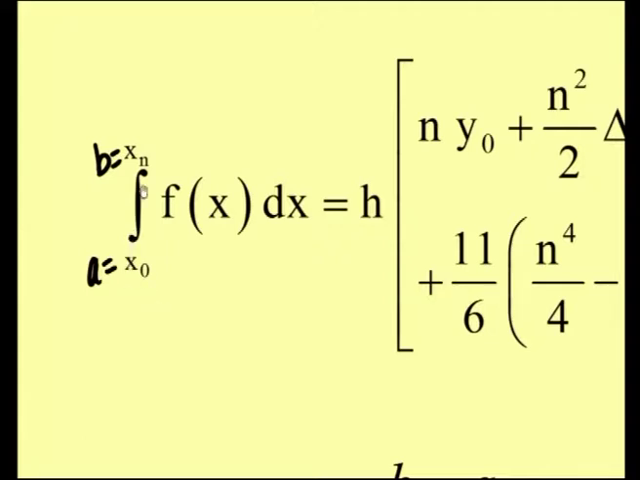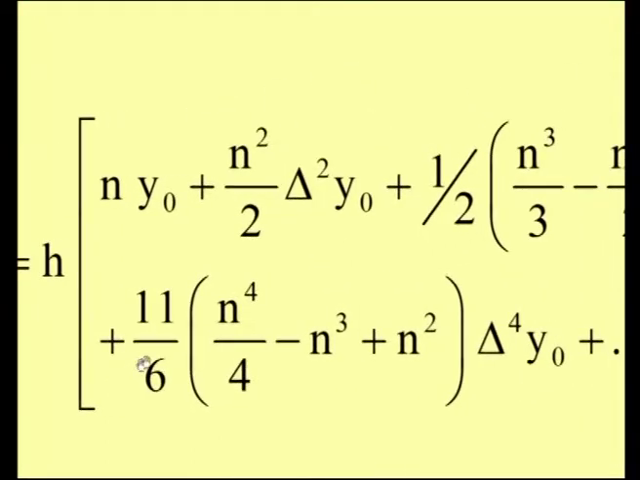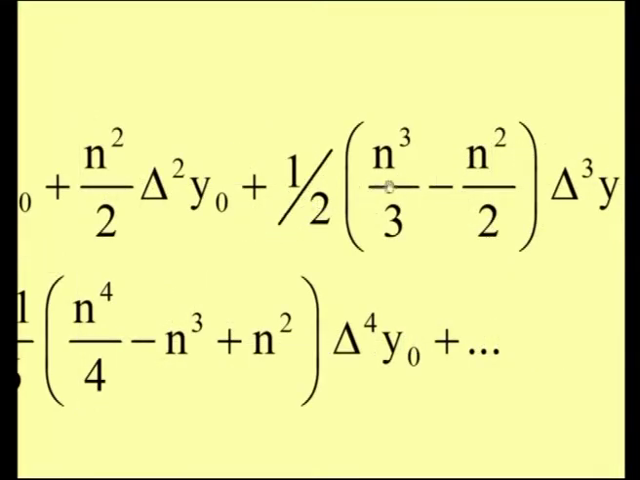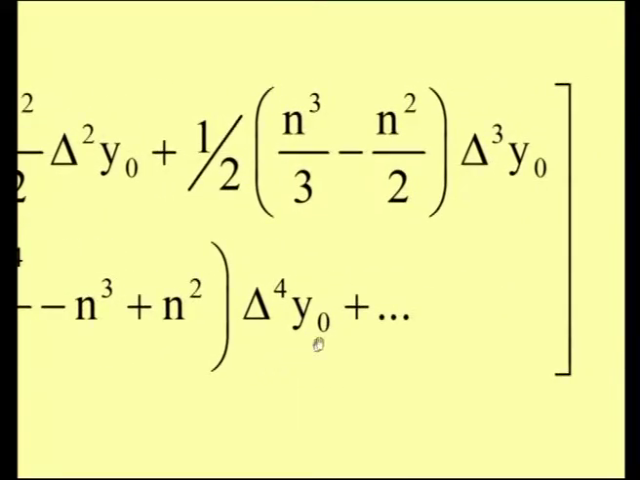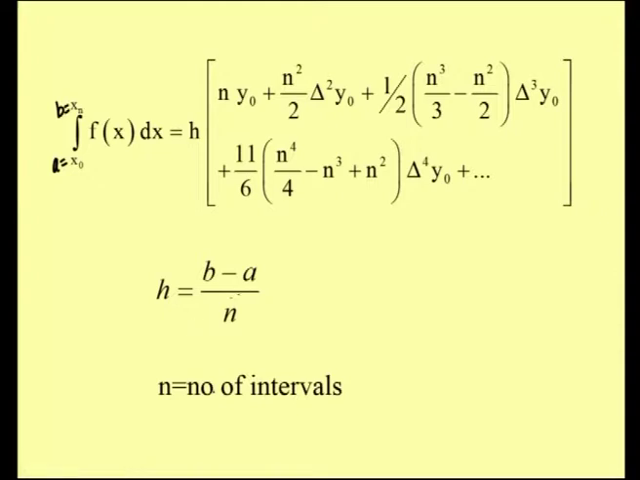So, integral x naught to xn f of x dx is equal to h into n y naught plus n square by 2 del square y naught plus 1 by 2 n cube by 3 minus n square by 2 del cube y naught plus 11 by 6 n power 4 by 4 minus n cube plus n square del power 4 y naught plus etc., where h is equal to b minus a divided by n, where n is the number of intervals. Trapezoidal rule, Simpsons 1/3 rule and Simpsons 3/8 rule are the particular cases of Newton-Cotes formula.